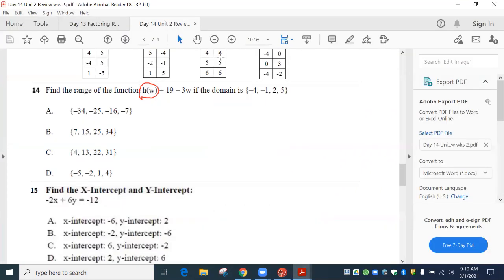Yeah, the answer has got to be C, because none of these have 31, so C.